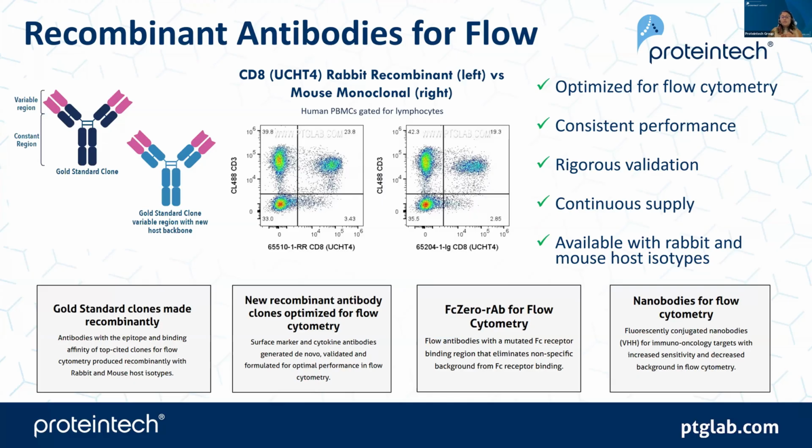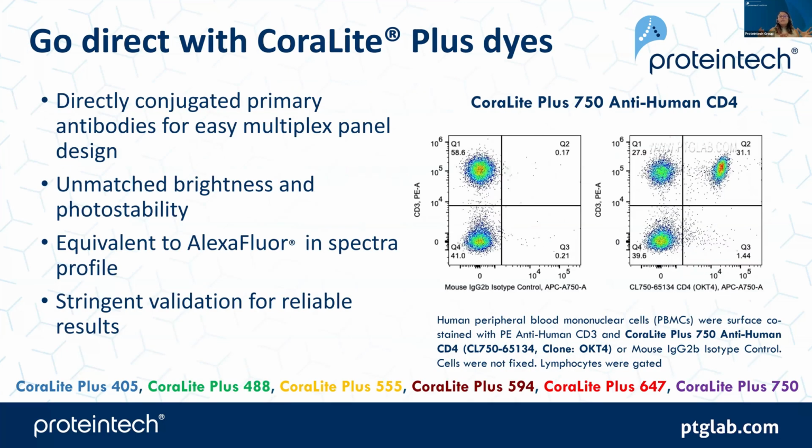So you get the consistent performance, the high lot-to-lot consistency, and the unlimited supply. So all our antibodies for flow are conjugated to either conventional dyes, or we also have our in-house Coralite Plus dyes, which are bright fluorescent dyes that offer high photostability and minimal fluorescent bleed through. And what this allows you to do is use several of these dyes in a single panel.